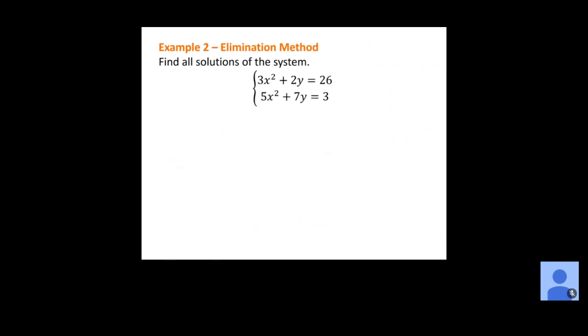All right, so let's look at example 2 now. So again, we want to find all solutions of the system. This time we're going to use our elimination method though. If you notice this time, we've got an x squared in both, we've got a y in both, so we can use elimination to cancel out one of our variables here.